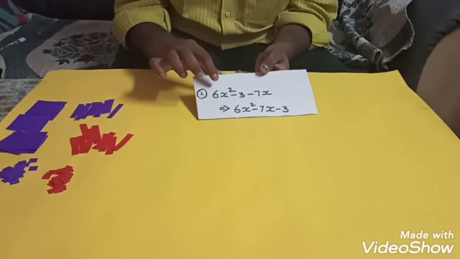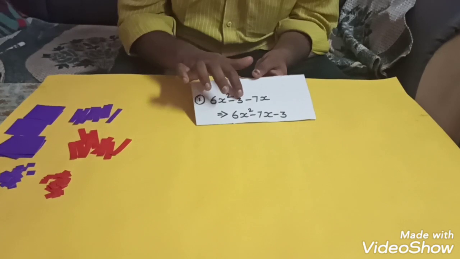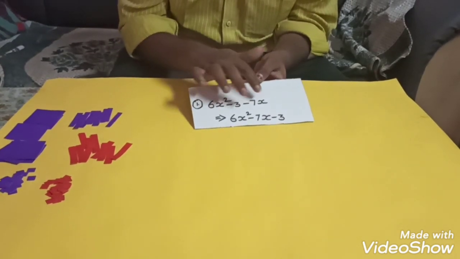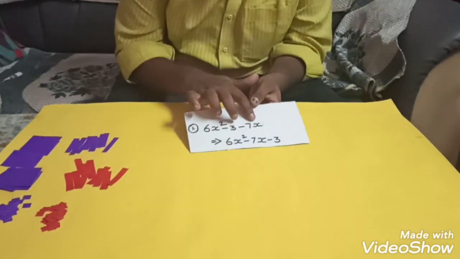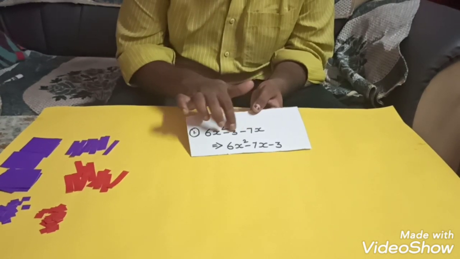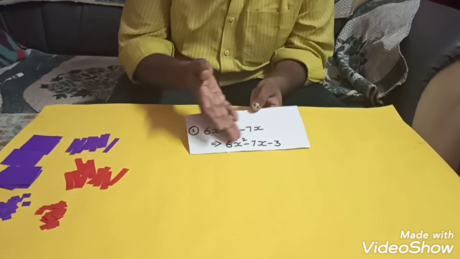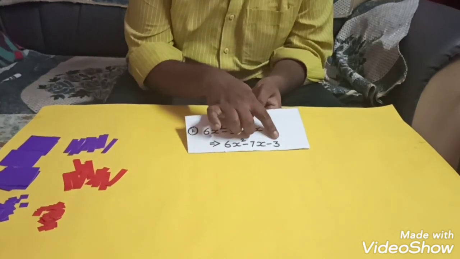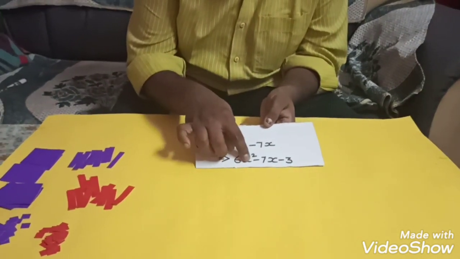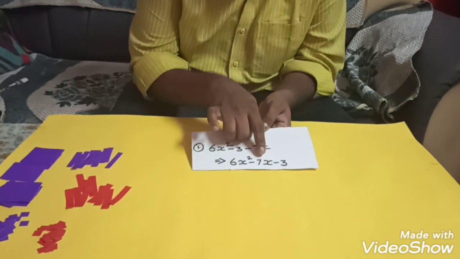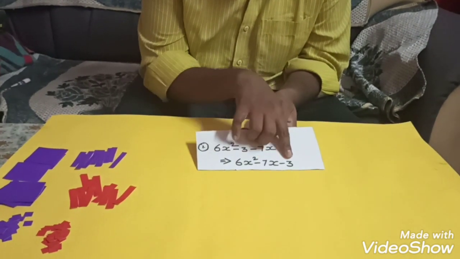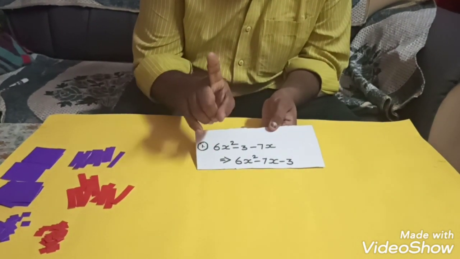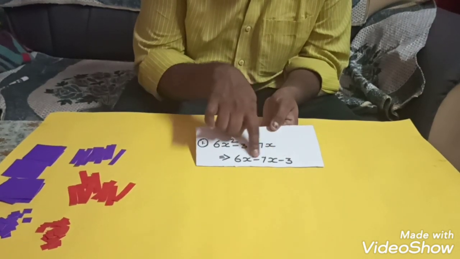First question, 6x square minus 3 minus 7x. Here the constant term and the next term are jumbled, so I have to rearrange it: 6x square minus 7x minus 3. So we need 6 x square tiles, 7 x tiles, and 3 unit tiles. So all are negative.